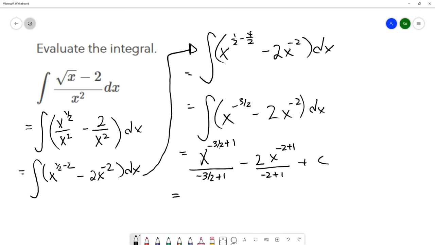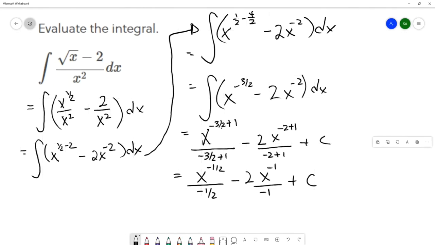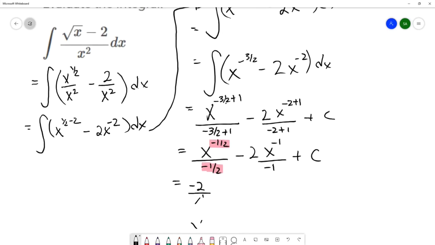Negative 3 over 2 plus 1 is negative 1/2. And we've got negative 2x to the negative 1. Negative 2 plus 1 is negative 1. And I'm going to multiply by the reciprocal for this part, so this becomes negative 2. And I'm also going to move this factor down to the denominator because of that negative x in the exponent. So that becomes x to the 1/2.